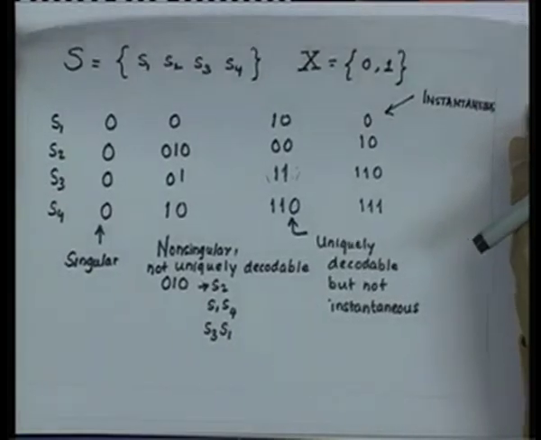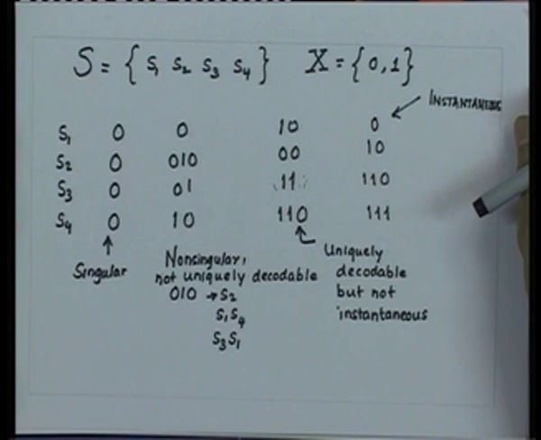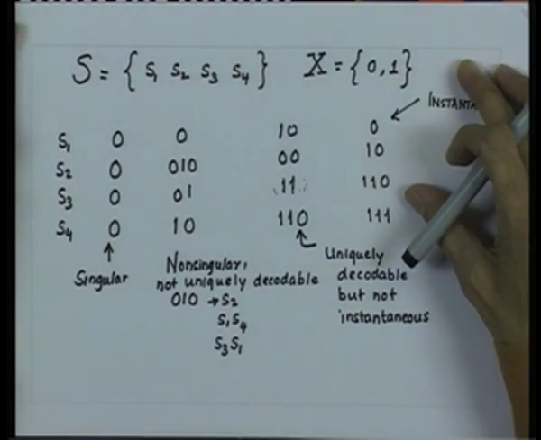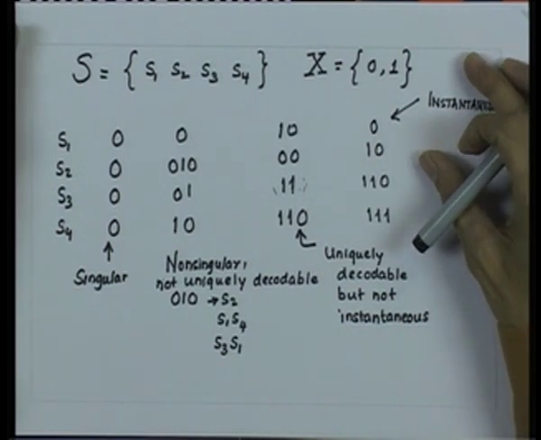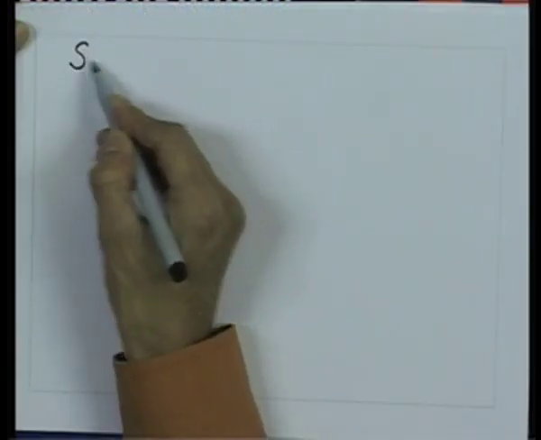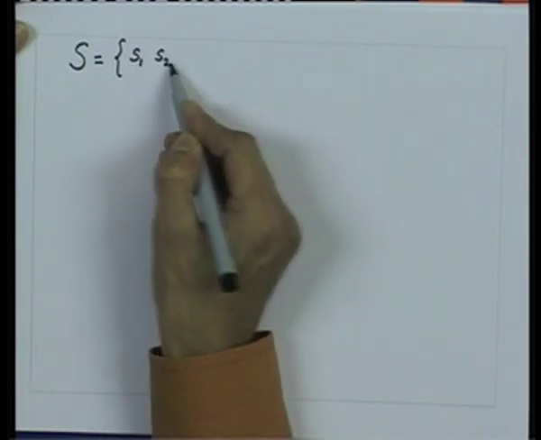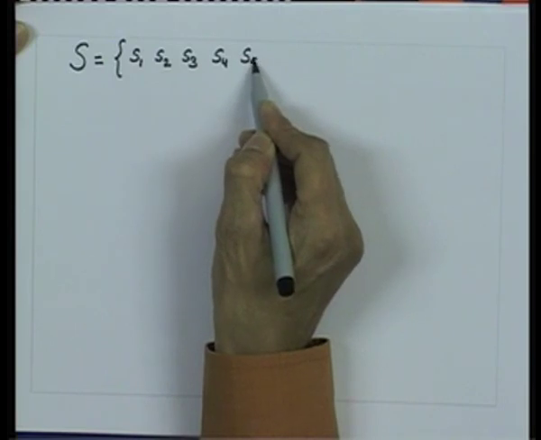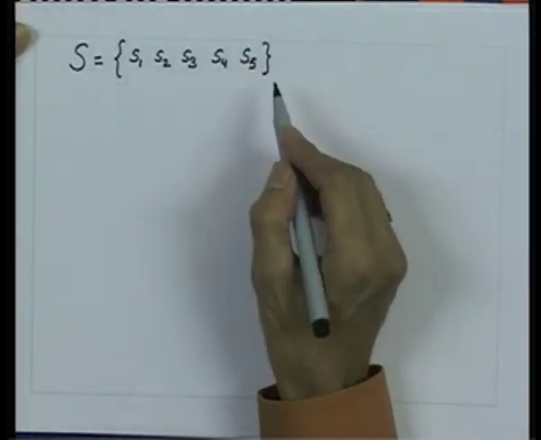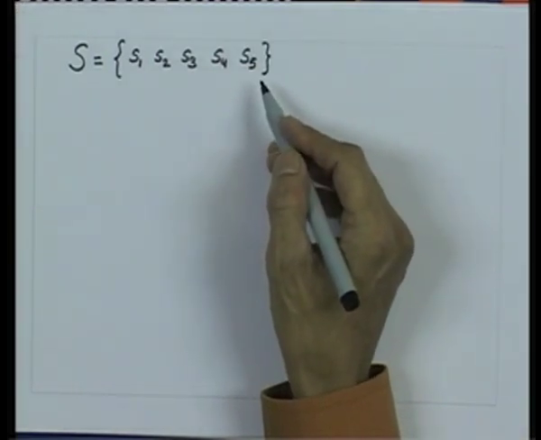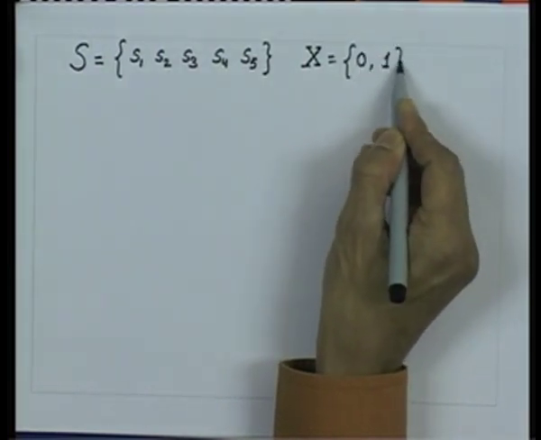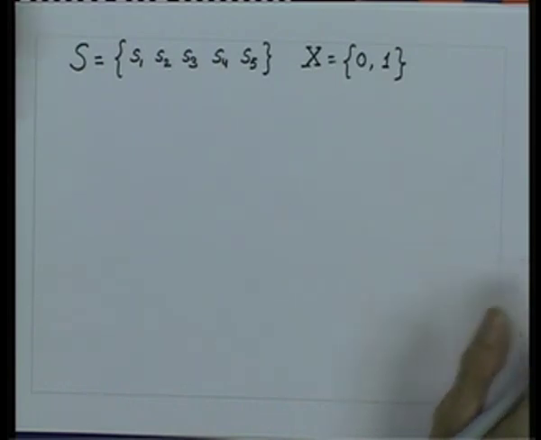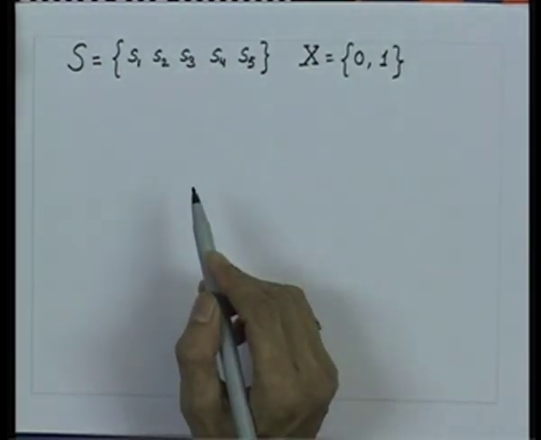Now, in order to appreciate the nature of constraints on the code when we want it to be instantaneous, let us make some primitive attempts to synthesize an instantaneous code. Let us say that I have a source consisting of 5 symbols, and I am interested in designing a binary instantaneous code. So, my code alphabet is binary, 0 1. Let us start synthesizing this binary instantaneous code.